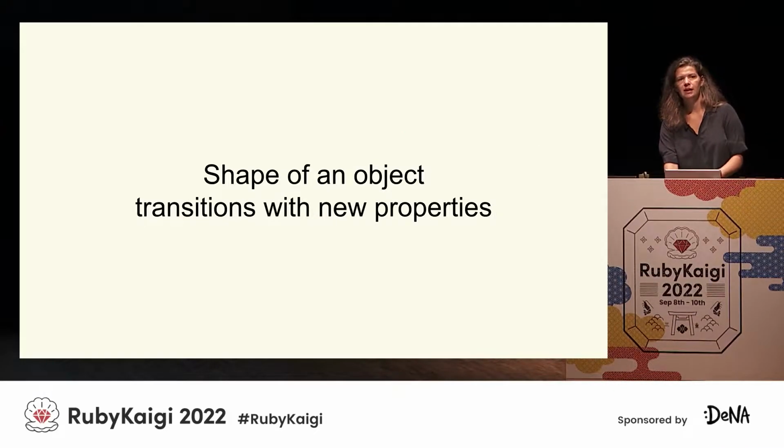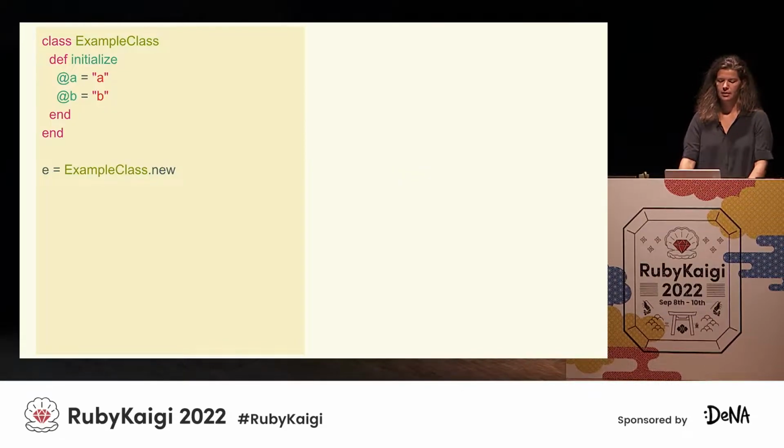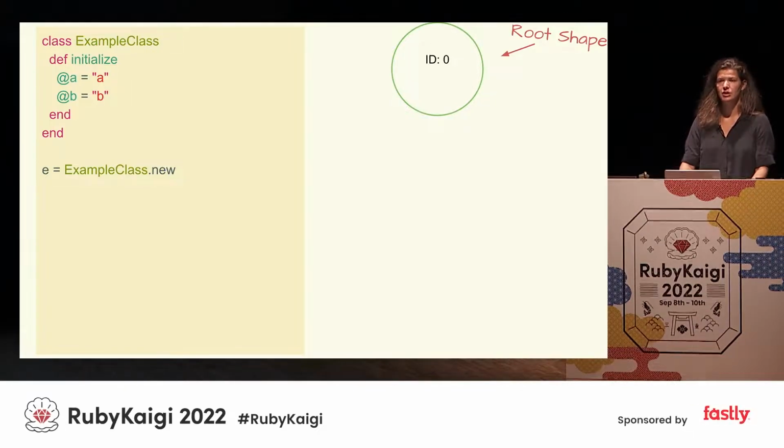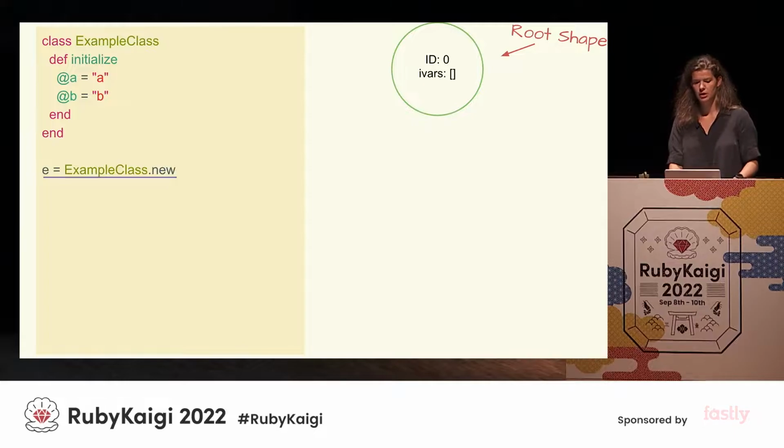Another thing to note is that the shape of an object transitions with new properties. So the shape of an object can change and changes whenever we add a new property. Every object starts at the root shape, which is an empty shape. So it has ID 0 and no ivars. It's our empty and base shape. And then if we set e to ExampleClass.new, as we run through the initialize method, its shape will change.